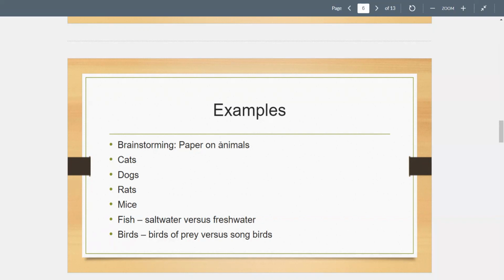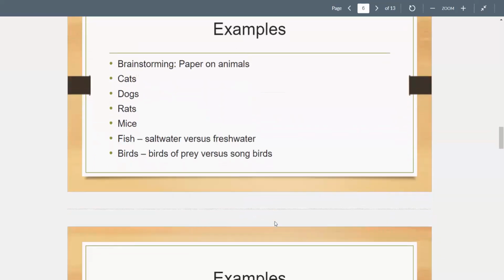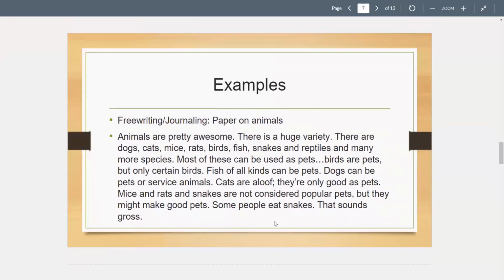Obviously, I could list other types. Right here, I've just listed examples of animals. I could list pets versus wild animals. I could list domestic animals versus wild animals. There's a lot of different things I could write about in this list, but it's still very much a list format. Here's an example of free writing and kind of journaling.